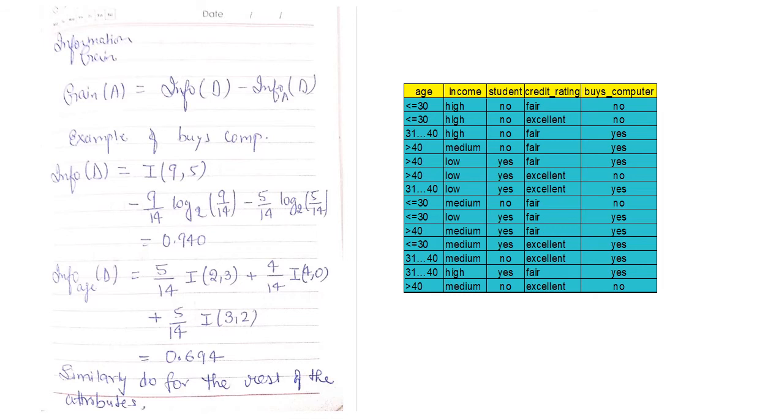0.940. And if you consider age as a parameter, you will find there are 3 categories of age. When we converted age into a categorical variable, we got 3: less than 30, 31 to 40, and greater than 40. For less than 30, we have 5 cases in which 2 are on one side and 3 are on the other, and for 31 to 40 we have all the cases on the buys computer side. This way we calculate it and we get the value 0.694. Fine, so we calculated Info of age.